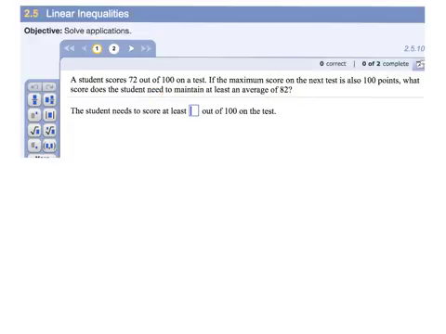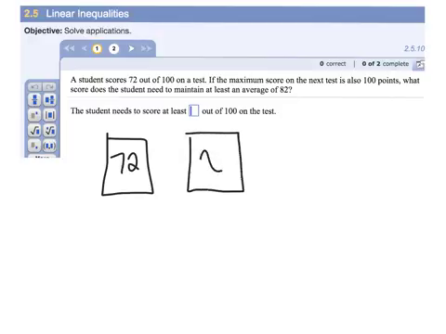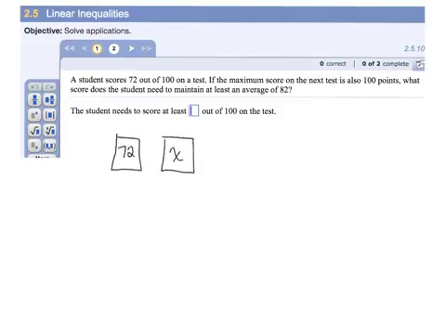Now let's think about an average. If you got the first test and he got a 72, and you got the second test and we don't know what it is, how would you figure out the average? Well, you would take these two tests, add them together, and then divide by 2 because there are two tests, and that would give you your average.